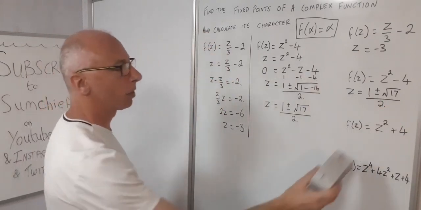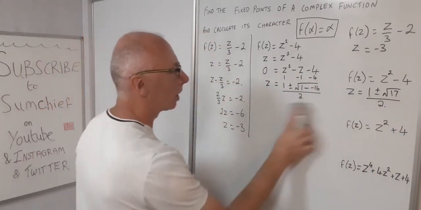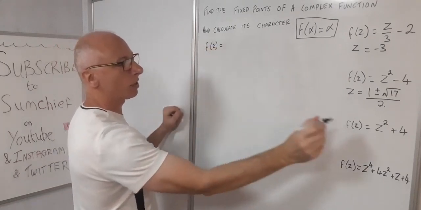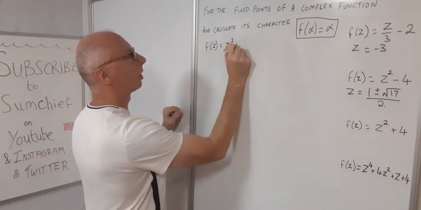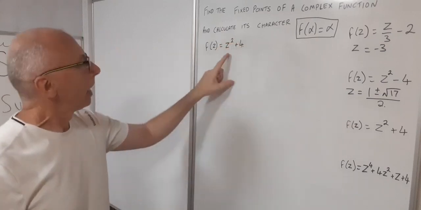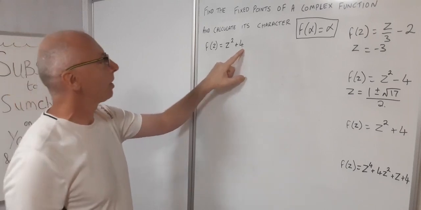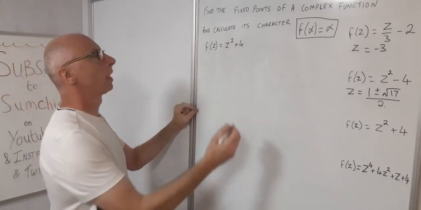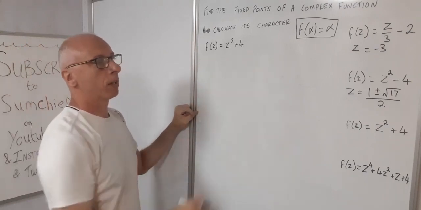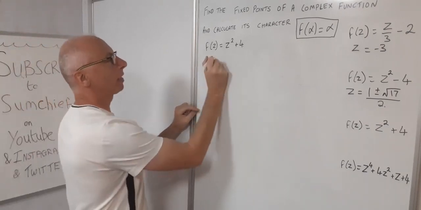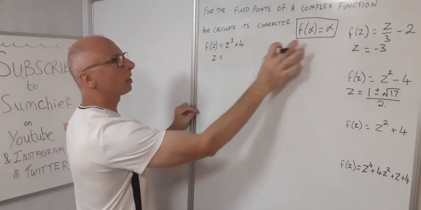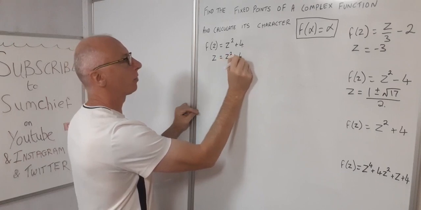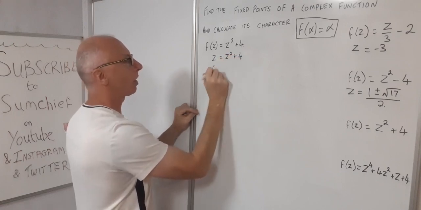Okay, let's move on to this one. Clear the board. Okay, so now f of z equals z squared plus 4. So with all the experience we've had of solving quadratics over the years, we know this one is probably going to yield a complex solution. So as z is a complex number, that's not going to be a problem because that's what we're dealing with anyway. So straight into the fixed point equation, z equals z squared plus 4, subtract z from each side.